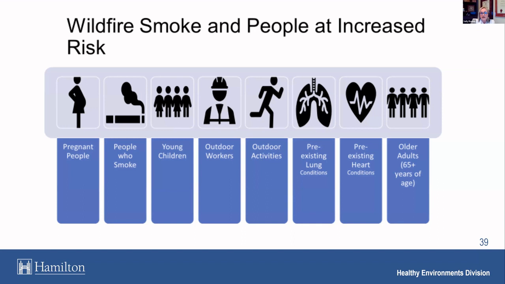Also individuals who have pre-existing lung conditions or pre-existing heart conditions. Older adults are also at increased risk, those individuals who are 65 years of age or older. It's also important to note that older adults often suffer from comorbidities, so they may have pre-existing lung conditions and pre-existing heart conditions. We also want to make note that individuals who have diabetes are considered to be at increased risk, as well as those individuals who are suffering from cancer or undergoing cancer treatment.